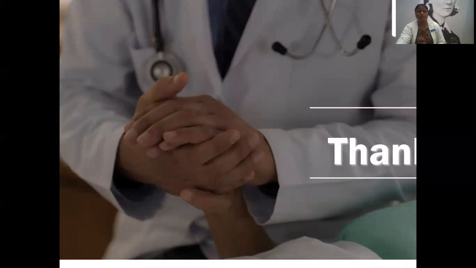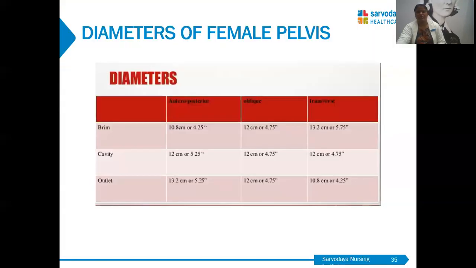Thank you. So today I am going to summarize the female pelvis. Today we have discussed the types of pelvis, functions of pelvis, then bones of pelvis, joints and ligaments of pelvis, landmarks of pelvis, and the diameters of the inlet, mid cavity and outlet.